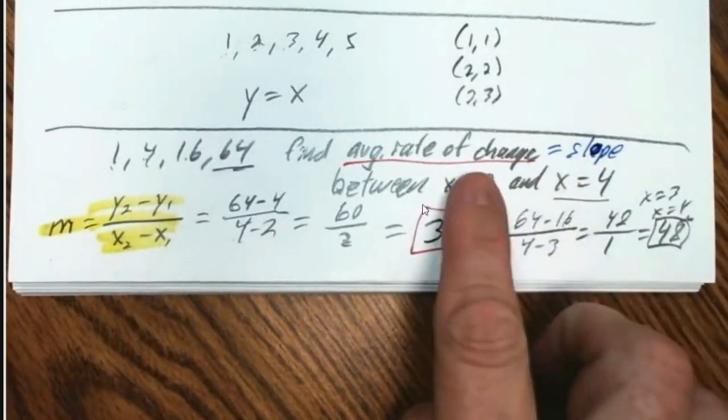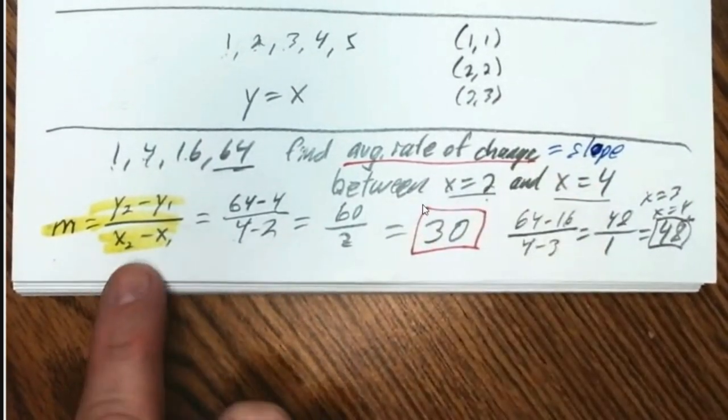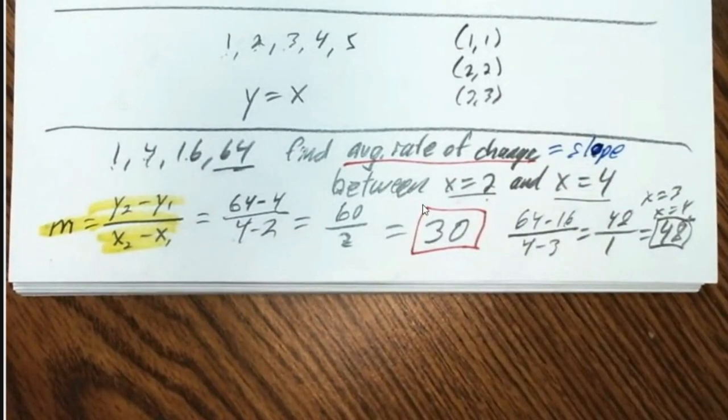This is the same thing. Average rate of change equals slope. So if you don't have that formula memorized, then you need that in your notes when you get to that average rate of change problem that we're going to have.